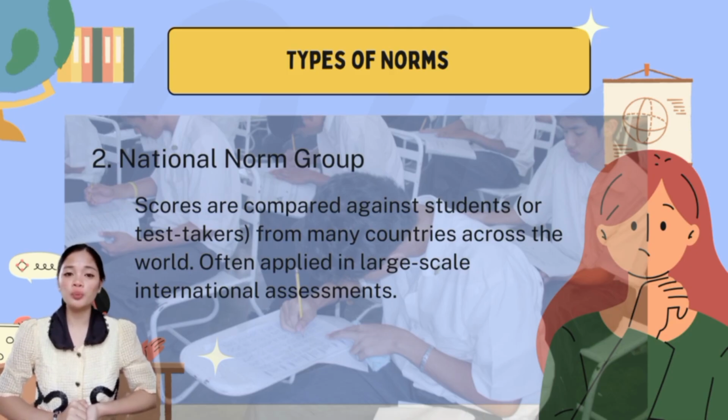The second one is the national norm group. In the national norm group, the scores are compared with test takers across an entire country. This is common in national standardized tests used to measure how students in one country perform relative to one another. Example of this in the Philippines is the National Achievement Test or NAT. A grade 6 student's score can be compared with the performance of all grade 6 students nationwide.